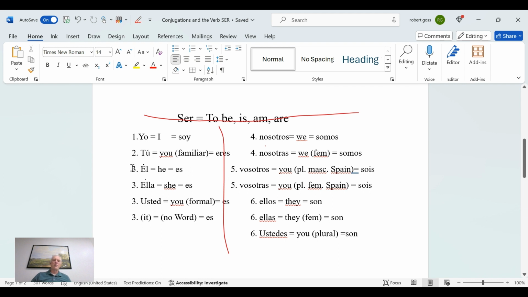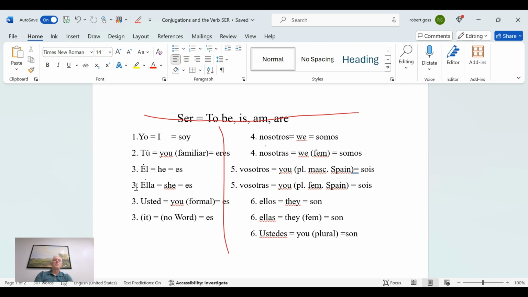Well, then we have 3. Well, you can see there's a bunch of 3s there. 3, él means he. So he is, well, we would say él es for he is. Then number 3 again, because we're going to use the same verb ending, the same verb spelling. She is, well, the word for she is ella. That would be ella es. So es would be the same whether it's él or ella.